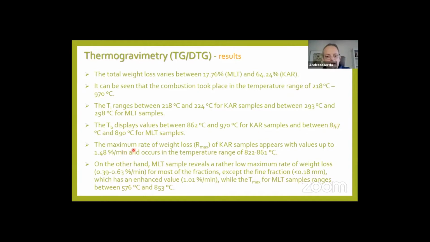But talking about the maximum rate of weight loss, we can see that the Kardia samples appear with values up to 1.5, and it occurs in this temperature range. On the other hand, the Meliti samples reveal a rather low maximum rate of weight loss, and this is a clear differentiation for most of the fractions, except the fine fraction. The fine fraction of the Meliti sample shows rather high values, while the Tmax for the Meliti samples ranges between these values, which also differs compared to the Kardia samples.